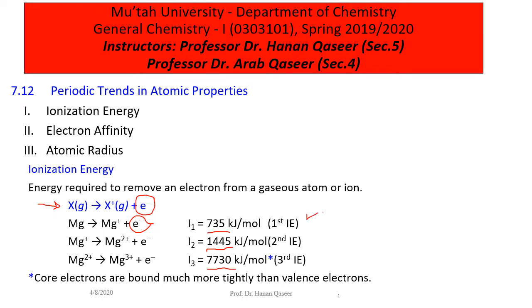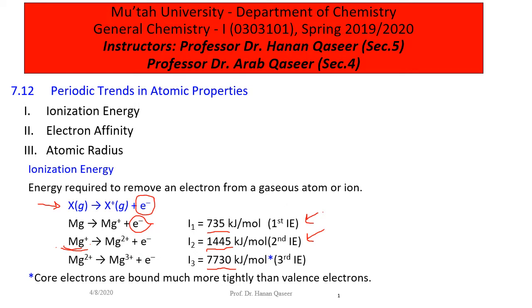The first ionization energy is about 700 kilojoule per mole because you are removing a valence electron from a neutral atom. The second one is about two times the first ionization energy, because here we have an ion, and to remove the second electron we need more energy.